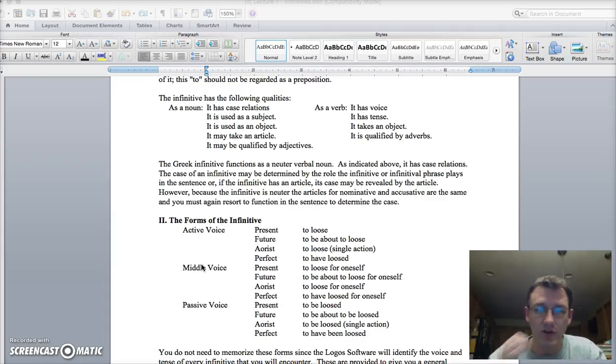Much like the participle, it occurs in present, aorist, and imperfect, but it also can occur in the future tense much more often than the participle, which happens just a few times here and there.